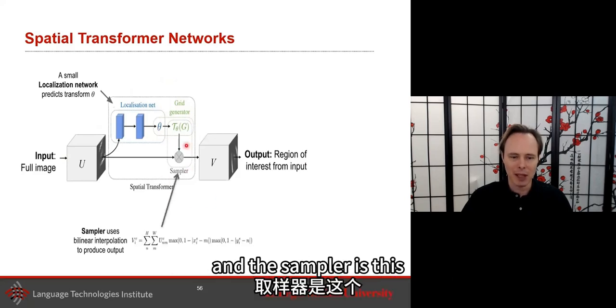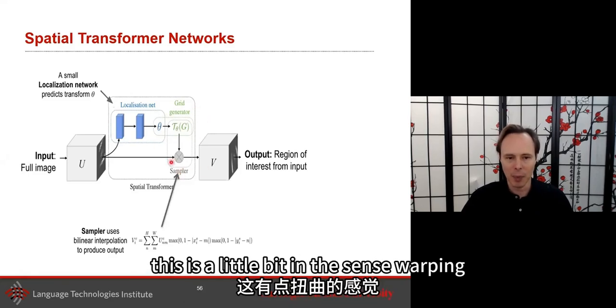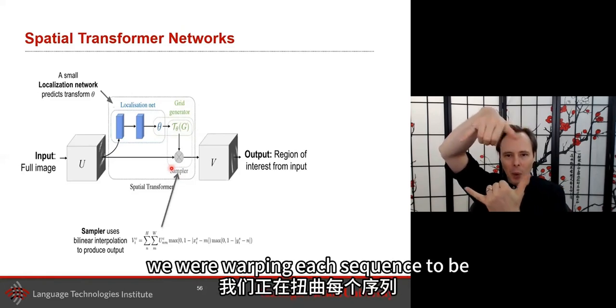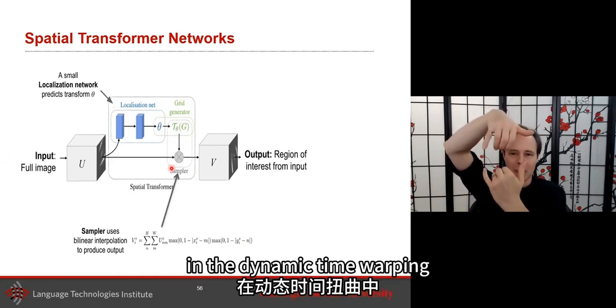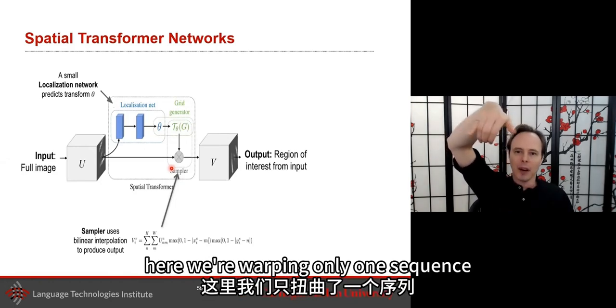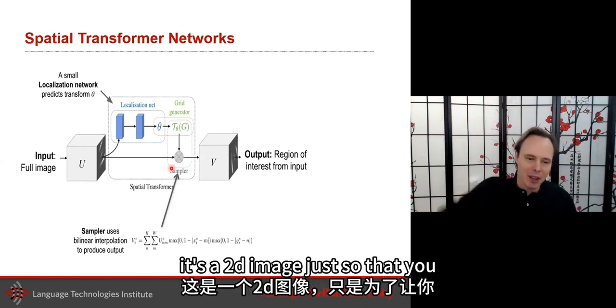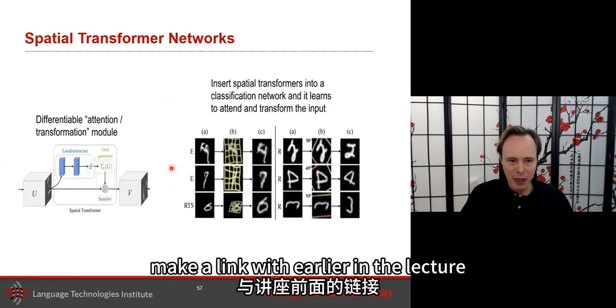And the sampler is this function, which is the warping function that warps this. This is a little bit, in the sense, like the dynamic time warping. We were warping each sequence, but we were warping both sequences together in the dynamic time warping. Here we're warping only one sequence, but it's not a sequence, it's a 2D image, just so that you make a link with earlier in the lecture.